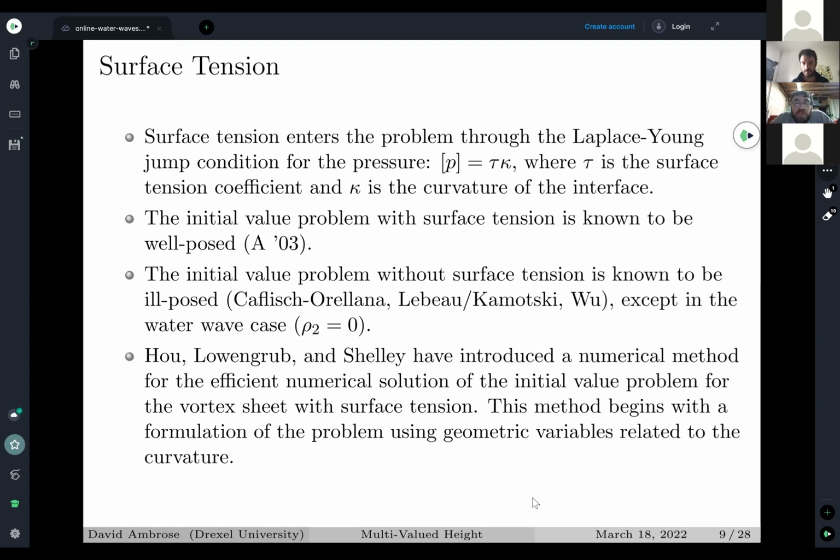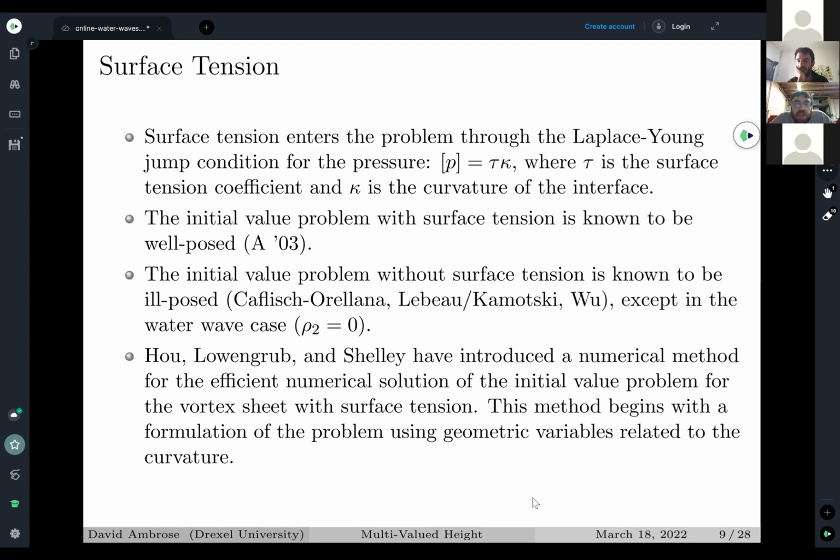The initial value problem with surface tension is well posed. That was my thesis. Without surface tension, the problem is ill posed, and there are a bunch of demonstrations of that. Caflisch and Orellana, Lebeau, Komatsu, Wu, except in the water wave case. It's well posed again if ρ2 equals 0. And so this is just some background on this interfacial problem.